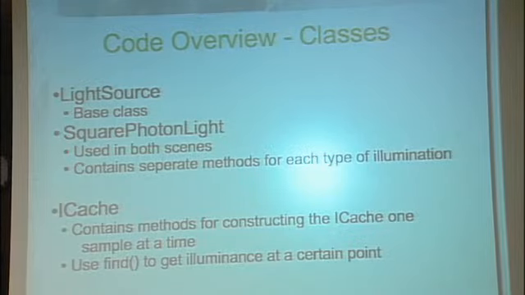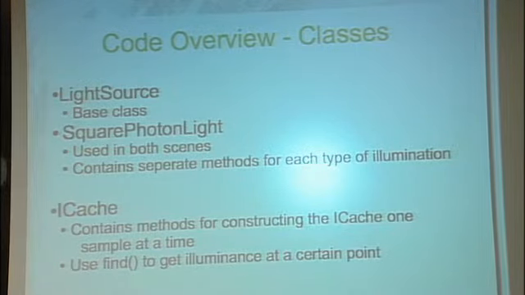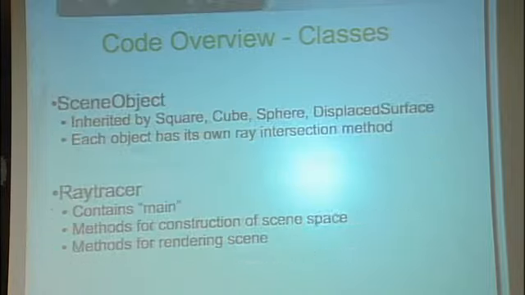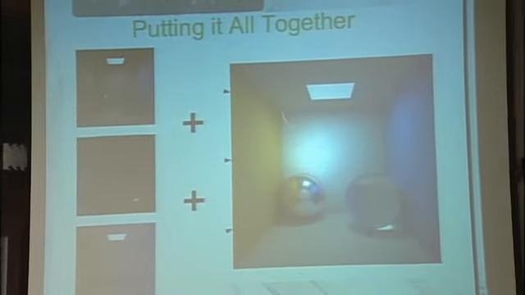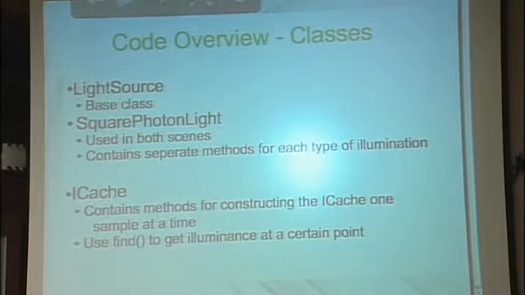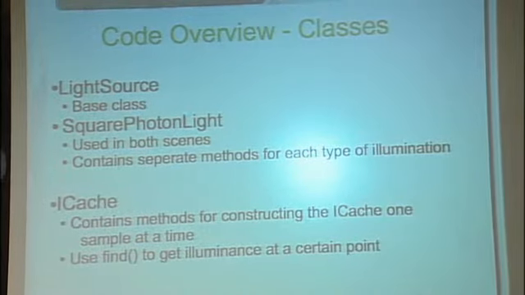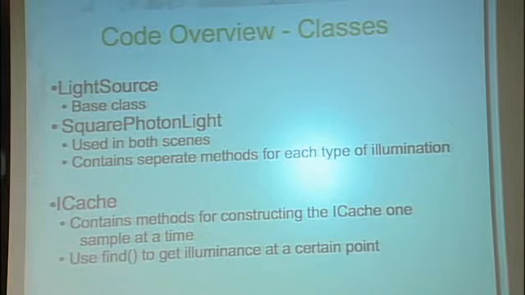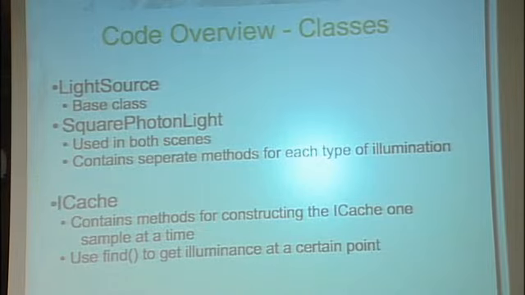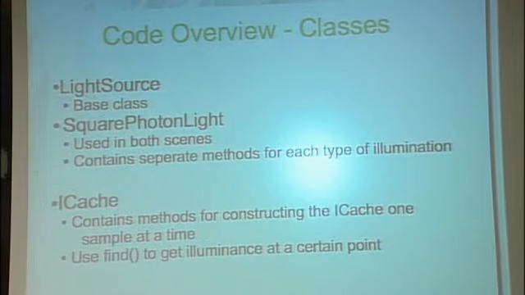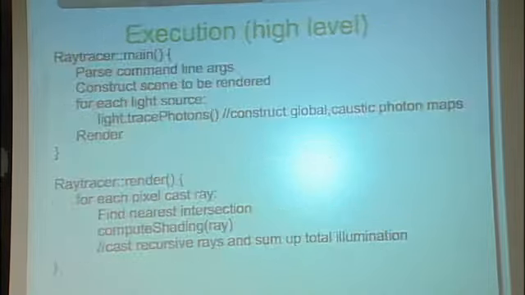which is a base class for any light sources. In our ray tracer, the only subclass is square photon light, which is this light at the top of the scene here. And what the light class does is it contains methods for constructing the photon maps and getting illumination from either global or caustic or direct sources. And then there's also the iCache class, which essentially just implements the iCache for you.